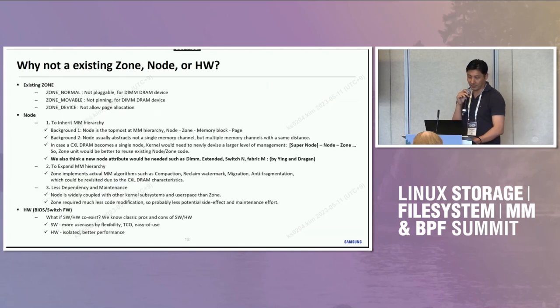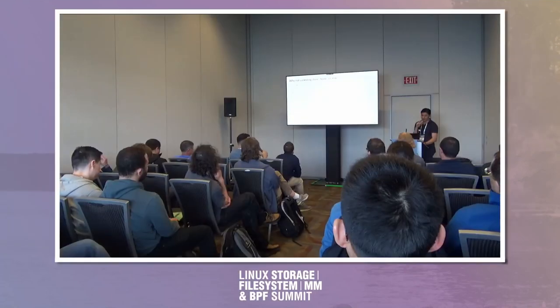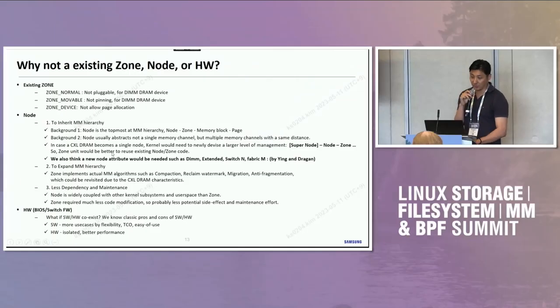Let me say further for this slide. To explain why we selected a new zone: normal and movable are geared not for CXL DRAM, and for zone device, as we all know, it does not allow page allocation. So we thought of a zone, and then why not a node? There are three reasons. Firstly, we want to inherit the MM background.